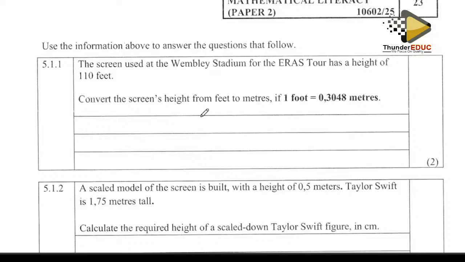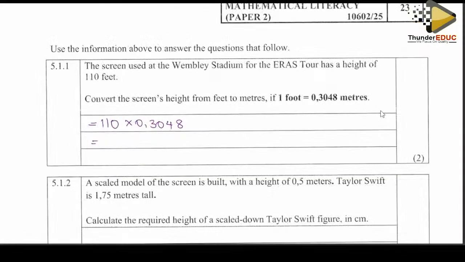The screen used at Wembley Stadium, let's say it has a height of 110 feet. Convert the screen's height from feet to meters. So they already told you that you have 1 foot, an equivalence of 0.3048 meters. So what we're going to do, we are converting 110 feet, and we are going to multiply. So 110 times 0.3048, which became 33.53. These are meters.